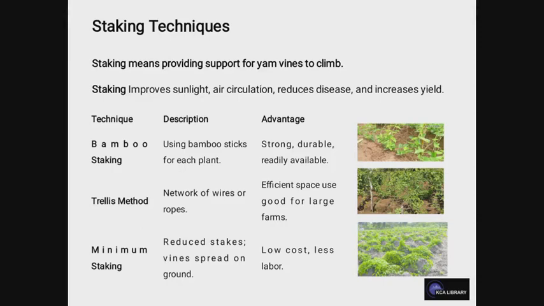We also have the trellis method, and this is a network of wires or rope. It's efficient space use, good for large farms. And we have the minimum staking, which uses reduced stakes, and the vine spreads on the ground. It's a low cost one, and less labor is required in this one.